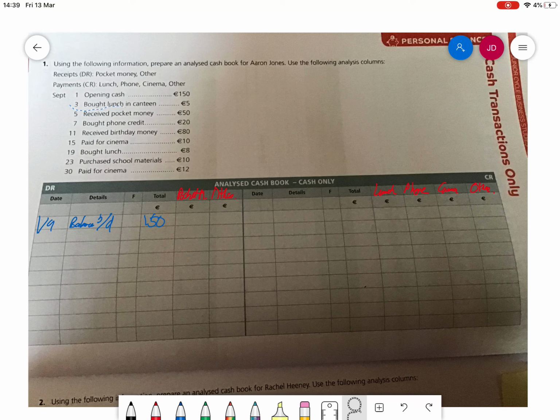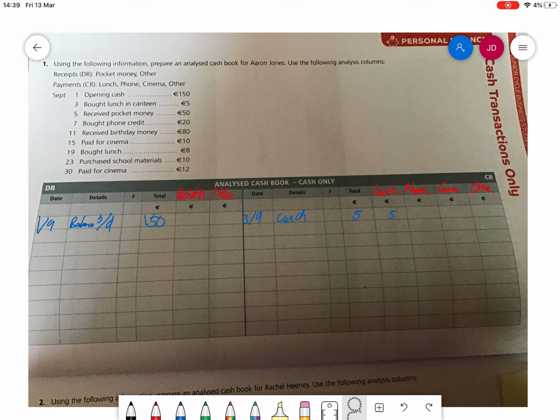I now go to my second line and I see that Aaron bought lunch on the 3rd of September for €5. So he's spending money, so it goes into our credit side or right hand side. The date is the 3rd of the 9th, the details is lunch, and the total for that is €5. Now for this, it has to be analysed, so it needs to go into a second column. Do I put it into lunch, phone, cinema, or other? Well, of course, it will go into the lunch column. So everything that we put in has to go in two columns, the total column and one other column.